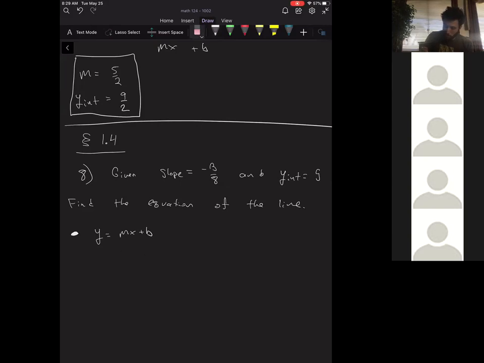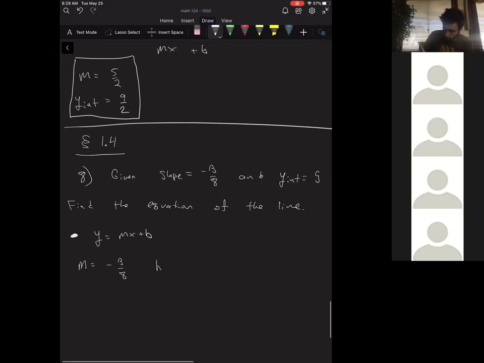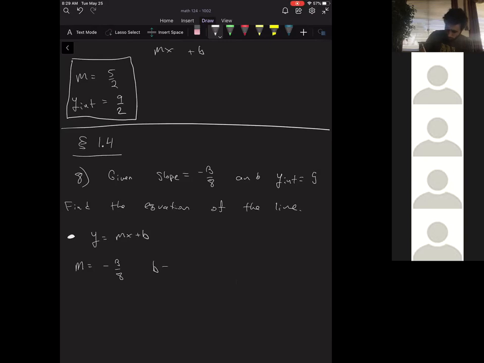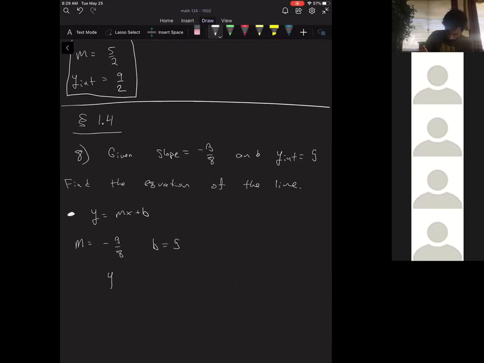In this problem, it just ends up giving it to us. It says the slope is minus 3 over 8, so it tells us that our m is equal to minus 3 over 8. And that our y-intercept is 5, so it tells us that our b is equal to 5. And now what we do is just plug that into the equation above. So we get y is equal to minus 3 over 8 x plus 5.